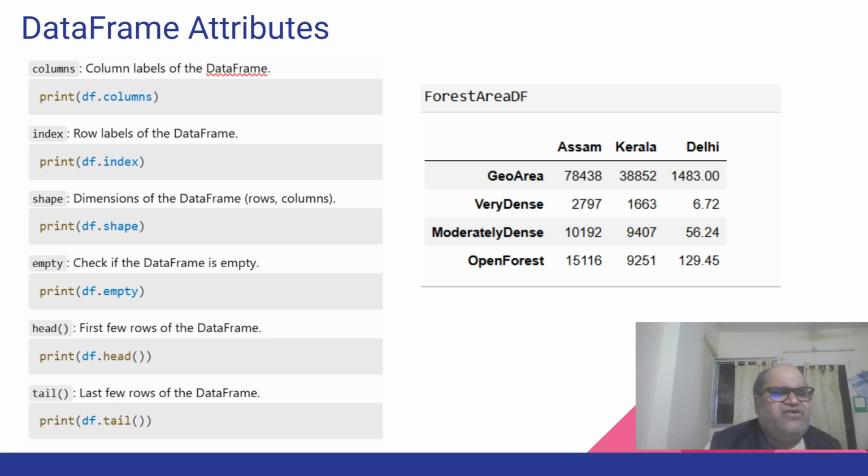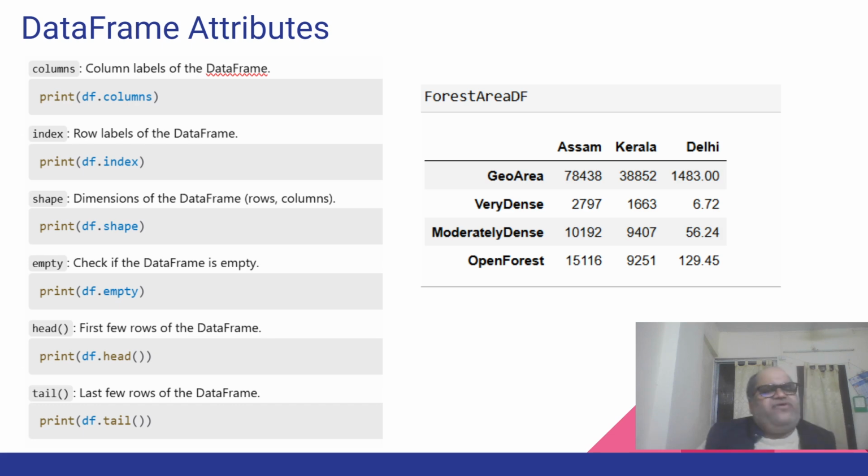It will print all the columns, right? Then to get the row labels of your data frame, you can call df.index. To get the dimension of your data frame, that is the row, column combination, you can call df.shape. To check if your data frame is empty, you can call df.empty. To check the first few rows, you can call df.head, and inside you can provide n equal to 2, 5, 1, whatever you want. By default it will print 5 values. To check the last few, you can call tail, right?